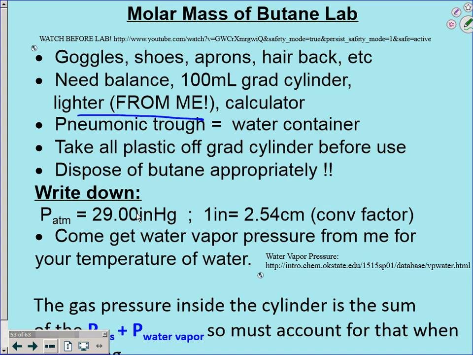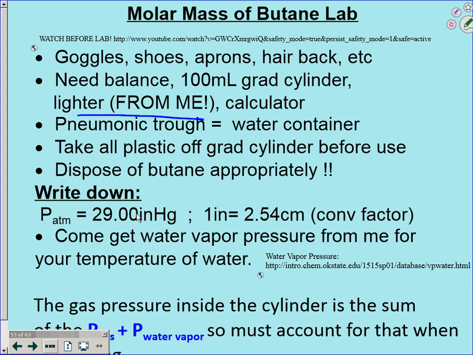So what I've given you here is a link to come and get your water vapor pressure. I'll pull it up on the board. At the temperature that your experiment's occurring, come and get your water vapor pressure for that. Maybe make a note to self: board, P water vapor, because that's where you're going to get it. It's not going to be from the experimental data.